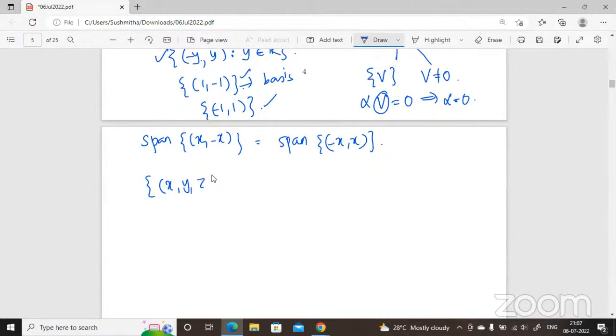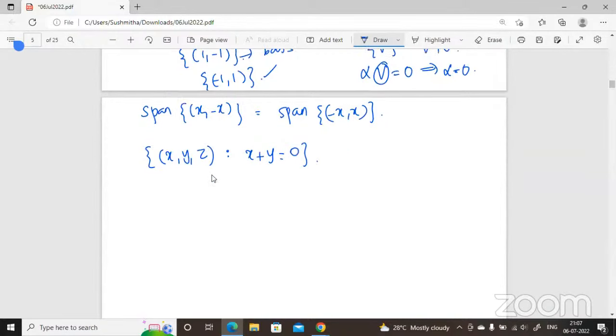So x comma y comma z such that x plus y is equal to 0. What is x plus y equal to 0 in R3? Z is equal to 0. It's a plane, right? So what will happen here? It is the set of all x comma minus x comma z, where x and z belong to R. You are not able to eliminate this z with the given conditions, right? So z is also a free variable.